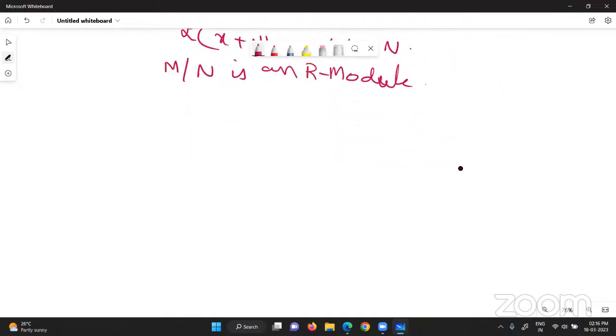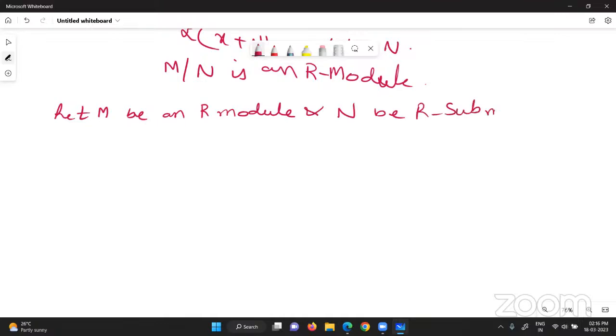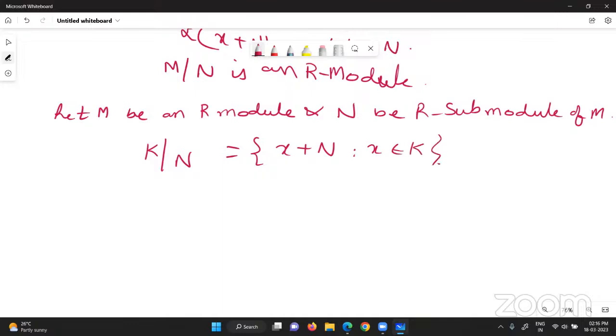And the immediate consequence of this definition is, let M be an R module and N be a submodule of M. Then if you define K by N, where K is a submodule of M containing N, such K by N is the set of all x plus N such that x belongs to K. So K by N is a submodule of the quotient module M by N.